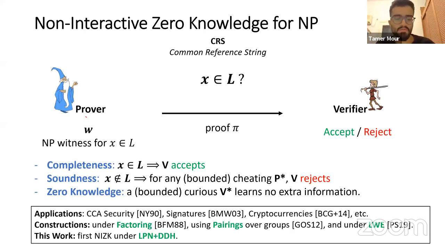So NIZKs are very powerful. They have lots of nice applications in crypto. But they are known to be constructed only under a limited set of standard assumptions that include, in particular, LWE, pairing, and factoring-related assumptions. And like I said, in our paper, we show the first NIZK under both LPN and DDH.